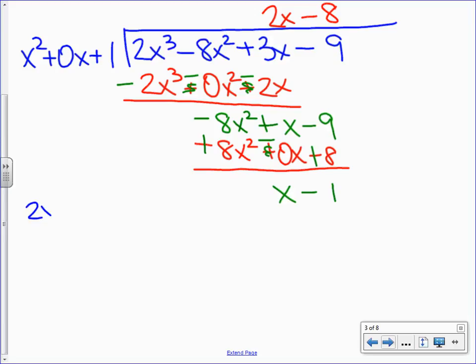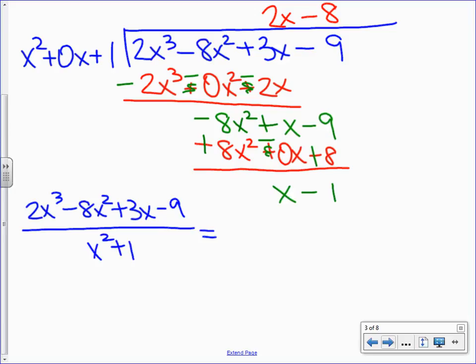Okay, so let's write down what we did. We took 2x cubed minus 8x squared plus 3x minus 9. We divided by x squared plus 1. And we got a quotient of 2x minus 8 plus a remainder of x minus 1. So this is how we would write the answer. You guys are with me here.